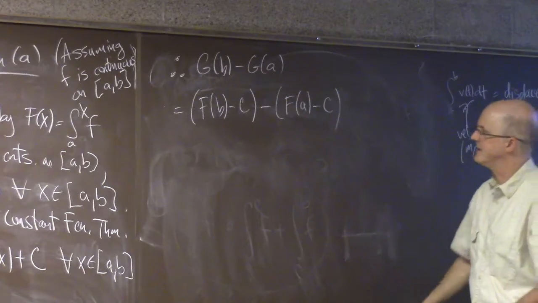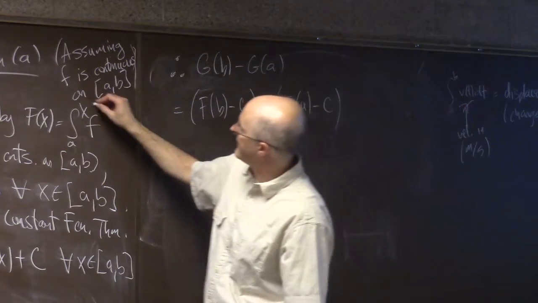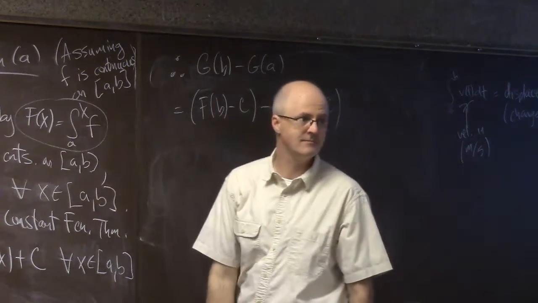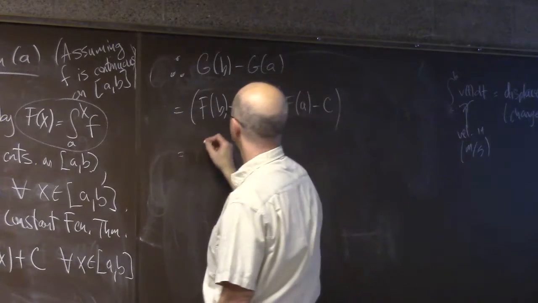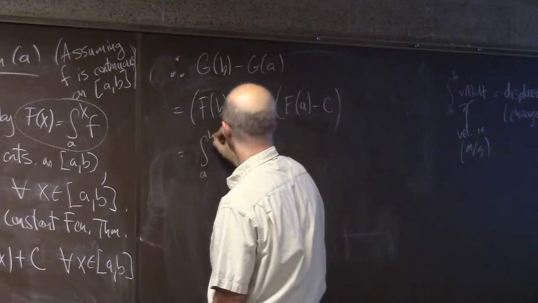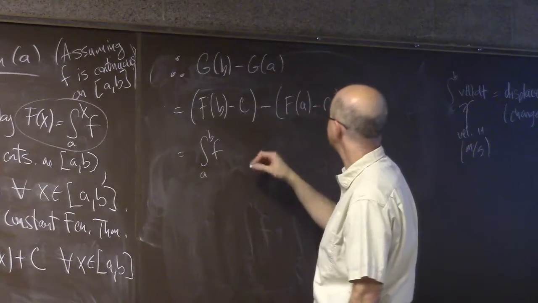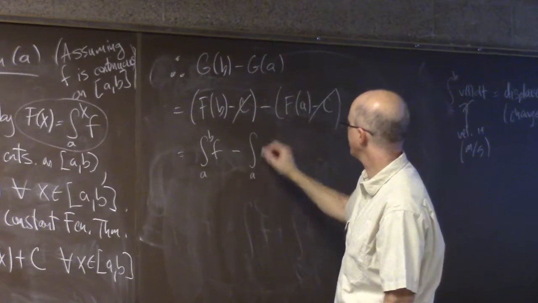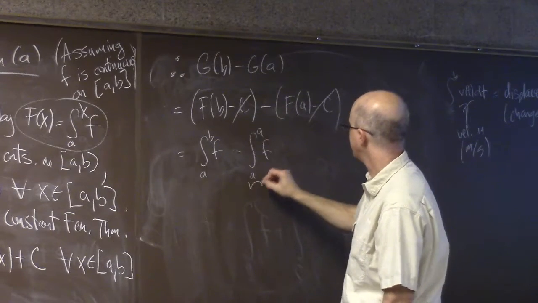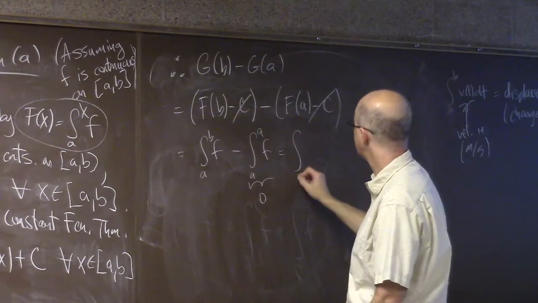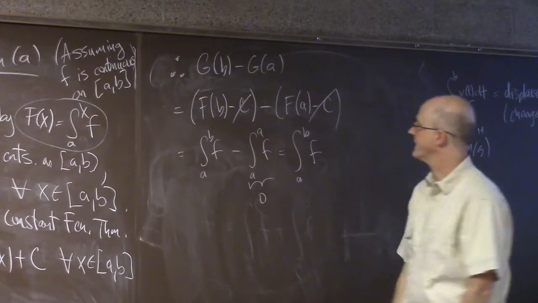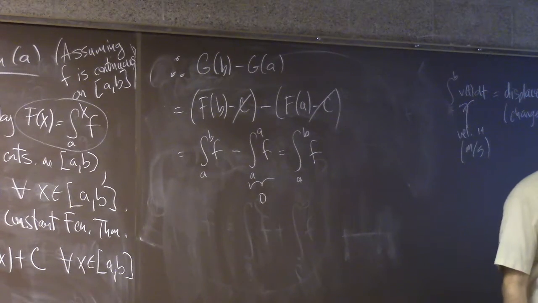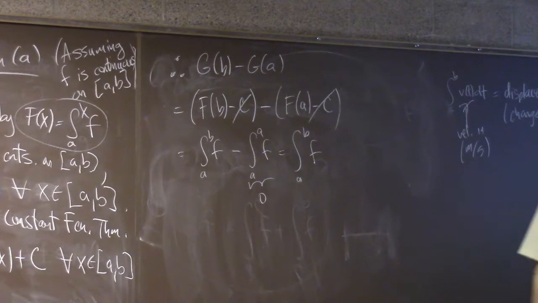And that can be related to the integral by the definition of what capital F is. This is the integral of little f from A to B. The c's cancel here, minus the integral of little f from A to A. That's 0. Therefore, we get the integral of little f from A to B. And that does it.